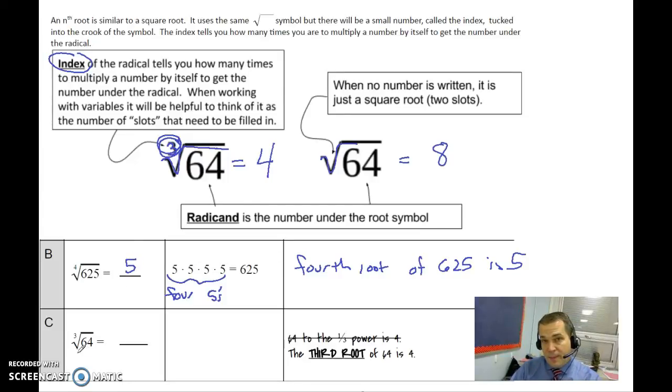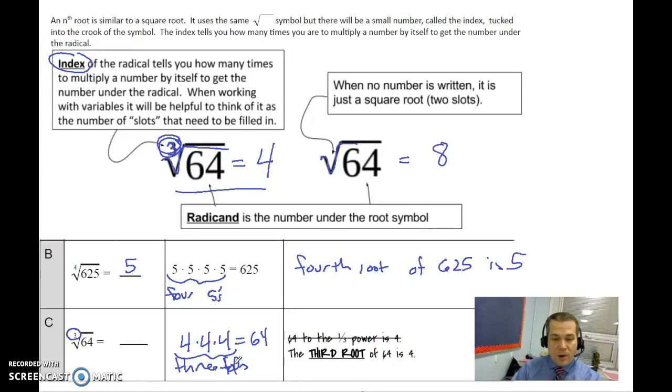On this next example, we have a little 3 to get 64. I guess I did that up here already. But if I didn't know that ahead of time, I'd be looking for an even number that multiplies by itself 3 times to give me 64. So that would be, well, 4 times 4 would give me the 16. And then 16 times another 4 would equal 64. So since this is a total of 3 4s, then the third root of 64 is 4.